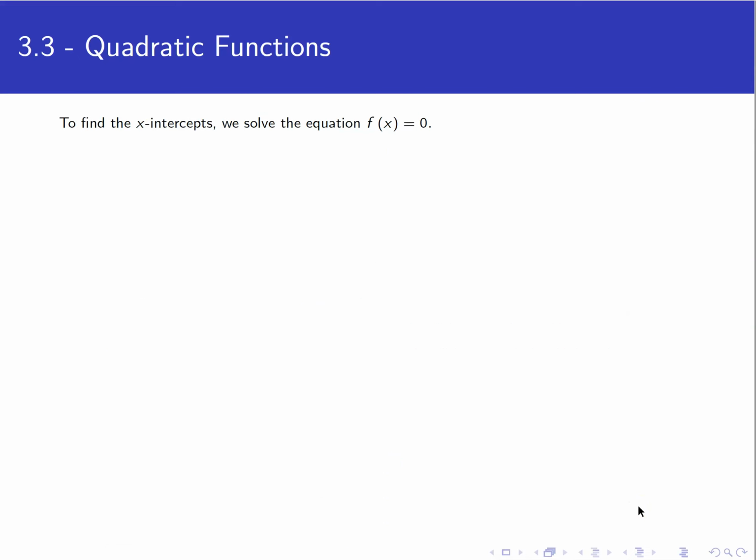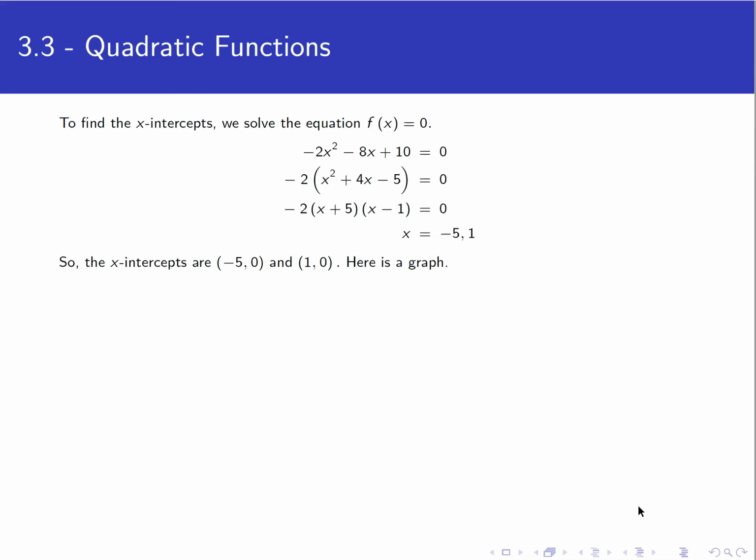The problem also asks us to find the x-intercepts. To find x-intercepts, we need to solve the equation f of x equals 0, set it equal to 0, and factor in this case. So in this case, I will factor out the negative 2 because I really do want to factor this since it's set equal to 0. x squared plus 4x minus 5 factors as x plus 5 times x minus 1. That tells me that x could be negative 5 or x could be 1. That's the two solutions to that equation.